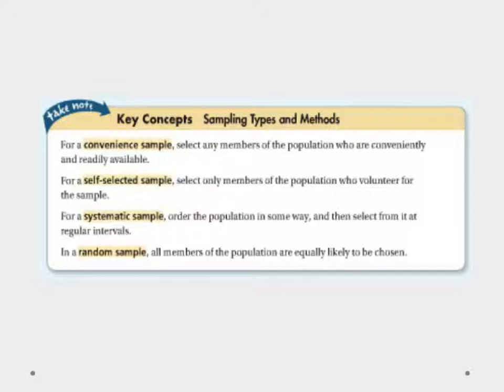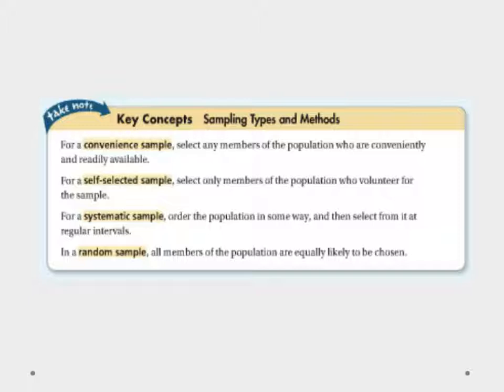So there are different types of sampling methods. A convenience sample would be that a person may select any members of the population who are conveniently and readily available. A self-selected sample happens when one selects only members of the population who volunteer for the sample. So it kind of sounds like basically they selected themselves to be a part of it.